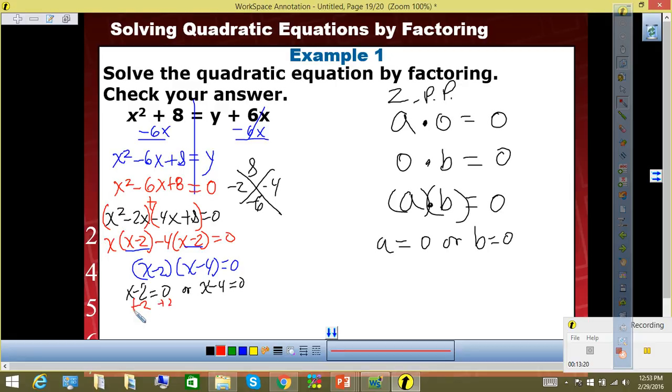Add 2, x equals 2. Add 4, x equals 4. Therefore, these are my solutions, also known as x-intercepts, also known as roots. And when you get to Algebra 2, they're going to start calling them zeros.